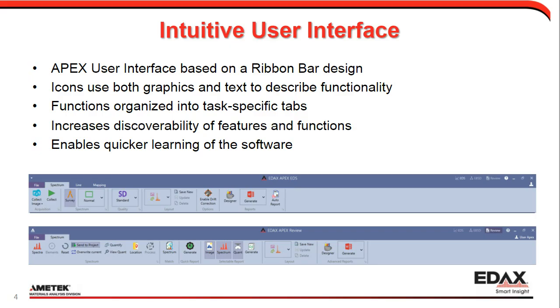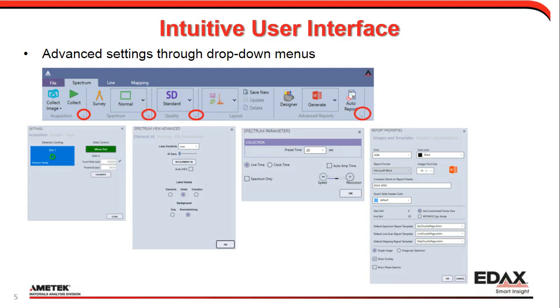For example, the user can follow the icons on the spectrum collection ribbon bar to collect image, select points and areas to collect spectrum, change collection parameters and layout, and generate reports. While the most commonly used icons are available on the ribbon bar, advanced settings can be accessed through drop-down menus. You can click on the little triangles circled in red to access those drop-down menus.